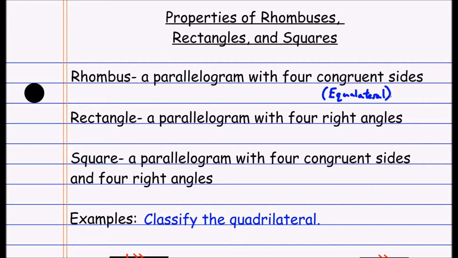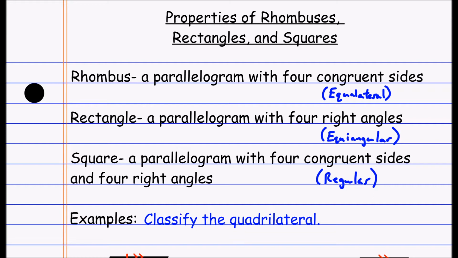A rectangle is a parallelogram with four right angles. So if all four angles are right angles, it means all four angles are congruent. So this is the special case of a parallelogram that's equiangular. And remember, that's another special term that we had for any polygon where all of the angles are congruent. And then the square is a parallelogram with four congruent sides and four right angles. In other words, it's equilateral and equiangular, and we had a special name for that as well. Remember, that just means it's a regular polygon. Regular polygons are polygons that are equilateral and equiangular. They're basically like the perfect version of that shape.